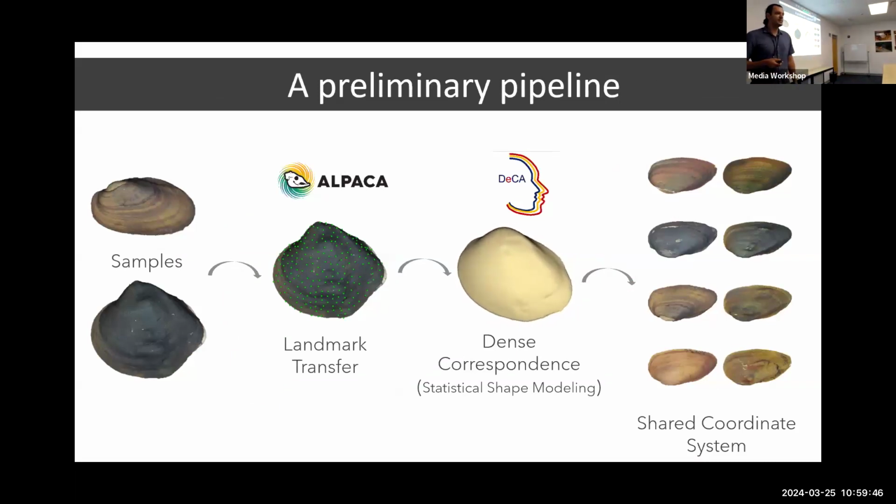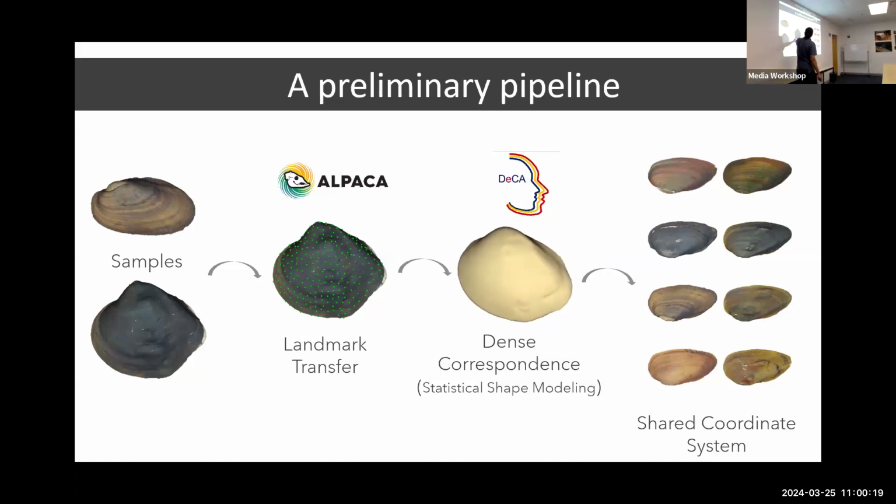Here is an example pipeline that I just applied to the freshwater mussels that Zach has collected. You can start with your samples. In this case, the 3D models are samples. You can collect semi-landmarks on these in a grid fashion, and they don't even need to be in homologous positions. Then you can use landmark transfer tools such as ALPACA, where you use deformable registration to map one 3D model into another.